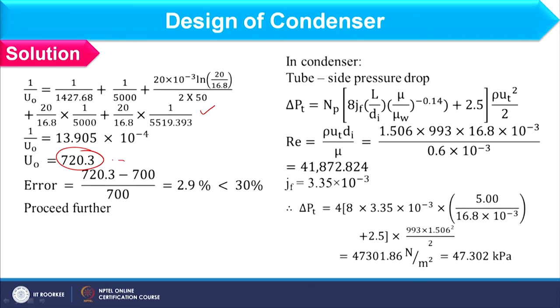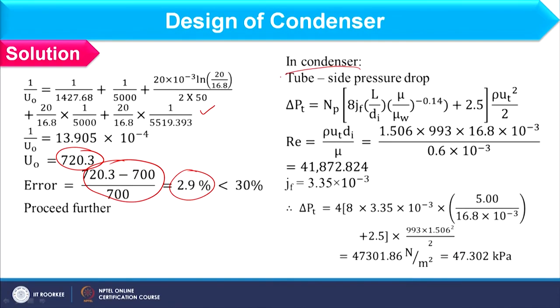So, once I have the revised value, I should compare it with the assumed value, and the error is found as 2.9%, which is very much less than 30%. So, we consider here the design is acceptable till now.